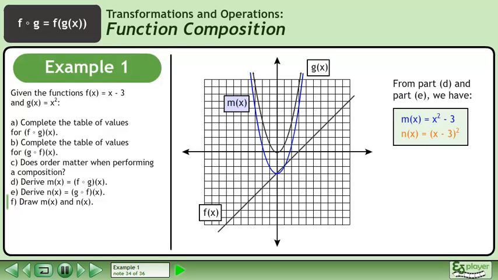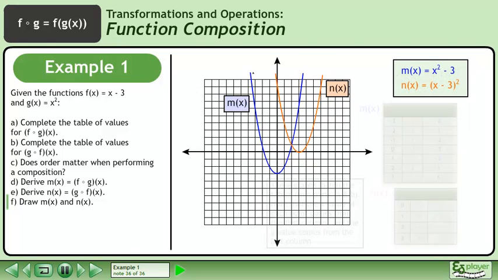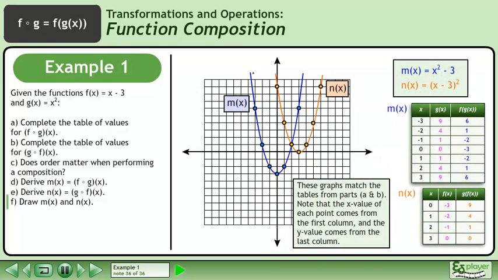Draw the graph of m of x. Now draw the graph of n of x. These graphs match the tables from parts A and B. Note that the x value of each point comes from the first column and the y value comes from the last column.